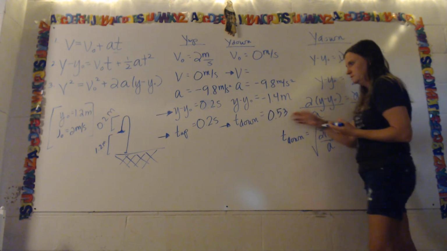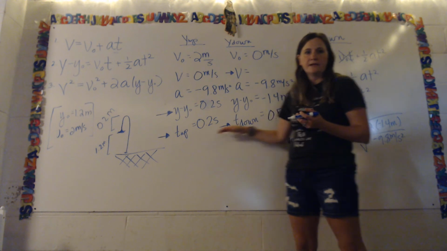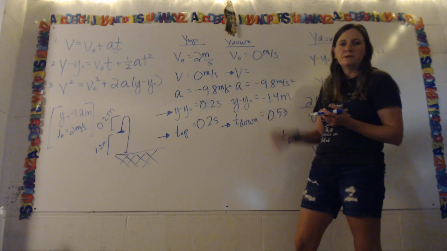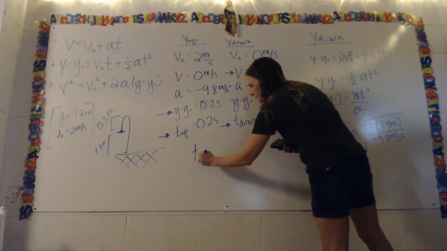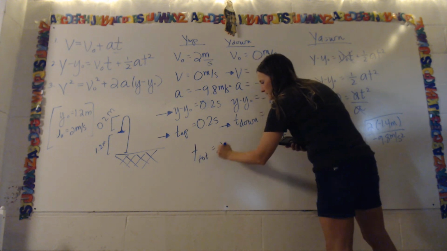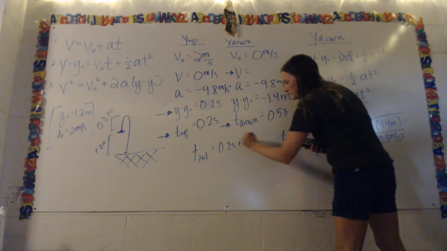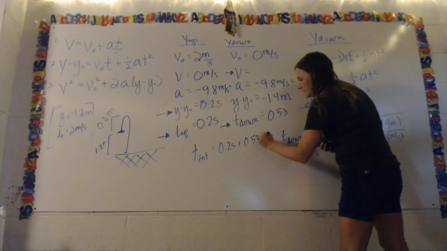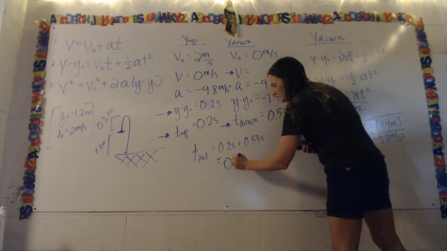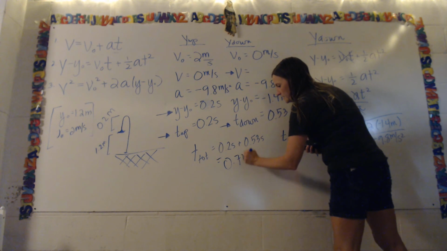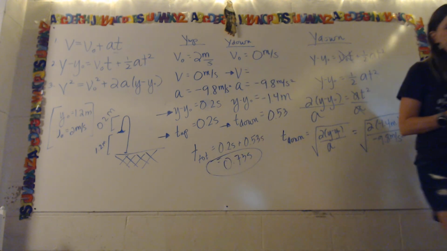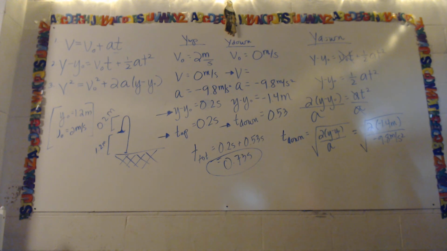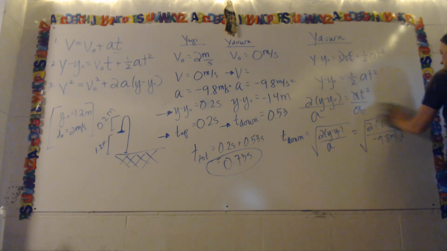So looks good, right? This matches up with having a time down that's going to be greater than my time up. And so to get my total time, I simply add those two numbers, 0.2 plus 0.53. And so my total time that the ball is in the air is 0.73 seconds. And then the final thing I can do is find my final velocity.